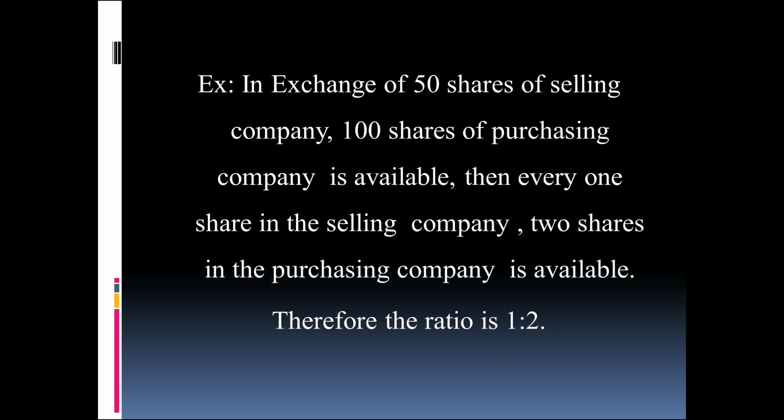Here is an example. In exchange of 50 shares of the selling company, 100 shares of the purchasing company are available, then for every 1 share in the selling company, 2 shares in the purchasing company are available. Therefore, the ratio is 1:2. In this case, the purchasing company issued 2 shares for every 1 share in the selling company.